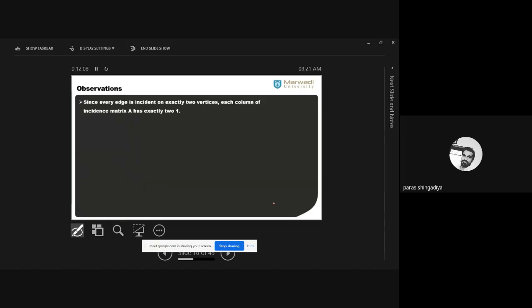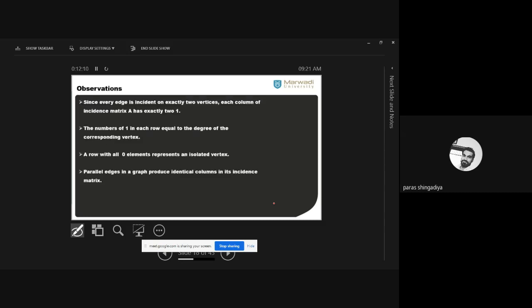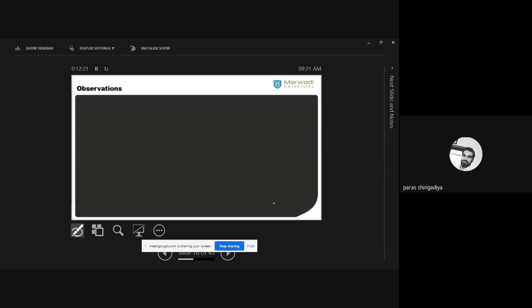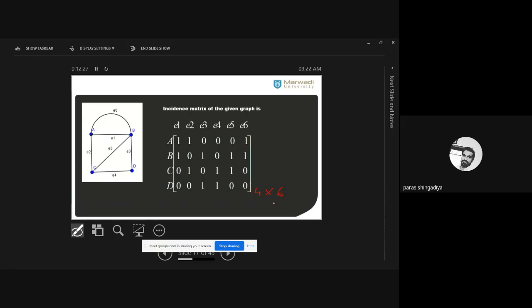And based on that, we'll observe all these relations. Every edge is incident on exactly 2 vertices. So each column in the incidence matrix has exactly two 1s. As we know, any edge has 2 endpoints. Here it is A and B. So E1 has 2 endpoints, A and B. E6 also has 2 endpoints, A and B. E2 also has 2 endpoints, A and C. Any edge you define has 2 endpoints, a starting point and an ending point.